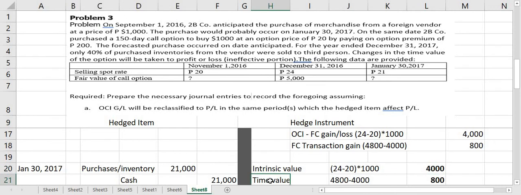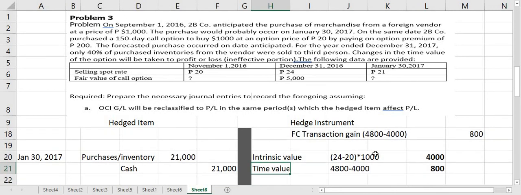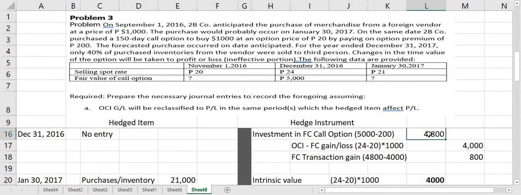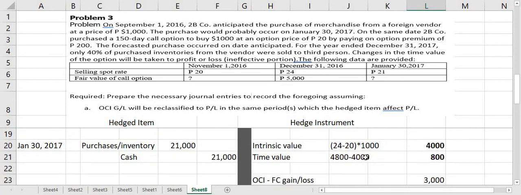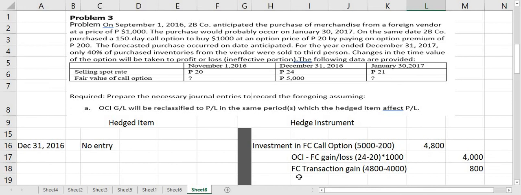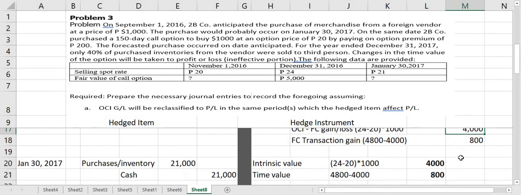For the time value component naman, simple. That's 4,800 increase. So dahil 4,800 increase yan, the 4,000 is to the intrinsic value, kaya the residual amount na 800 is the time value component. Yun yung ating kinredit for the profit or loss, FC transaction gain, 800. While for the intrinsic value component, papunta yan sa OCI, as computed, 4,000.